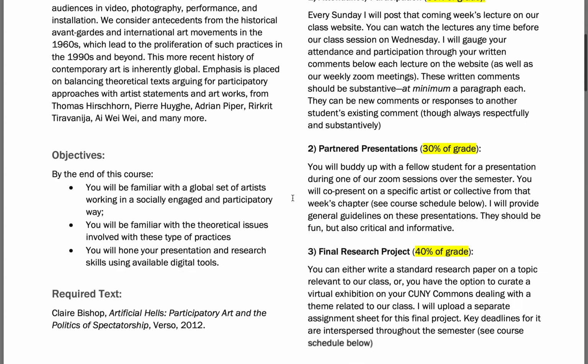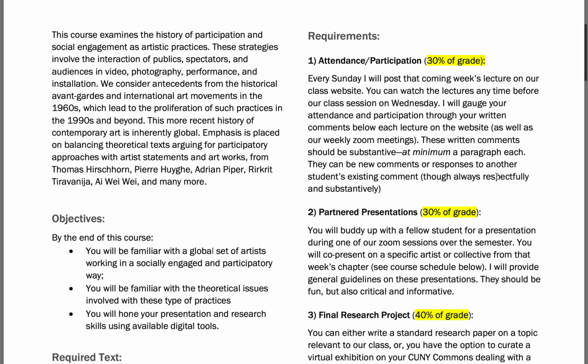So that's the textbook. The requirements for the class, there are 3 grades for the course of the semester. The first is attendance and participation. And this is going to be gauged in more than one way. So like I said, every Sunday on our website, I'm going to post a lecture that I record for you. And you can watch that anytime, right on Sunday. It will usually be Sunday, early afternoon, probably, maybe even the morning.